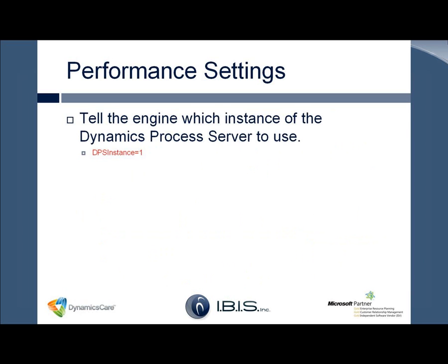One more piece, if you use process servers, you can tell the engine which instance of a Dynamics process server to use. If you think about a terminal server farm with 3 terminal servers, each one pointed to its own process server to be able to offload posting processes to, you could force each terminal server to point to a specific process server, and then you would know where any bottlenecks are coming from.